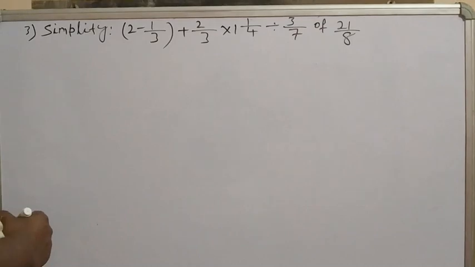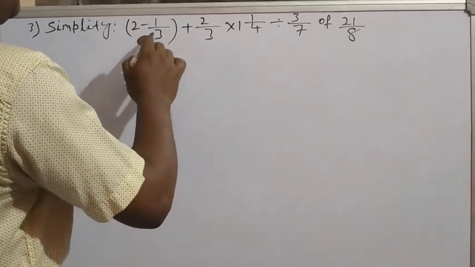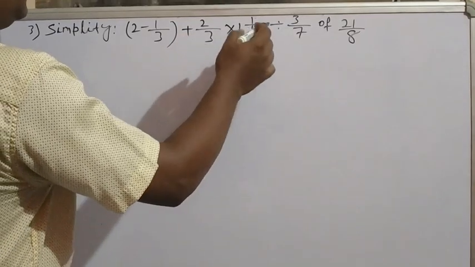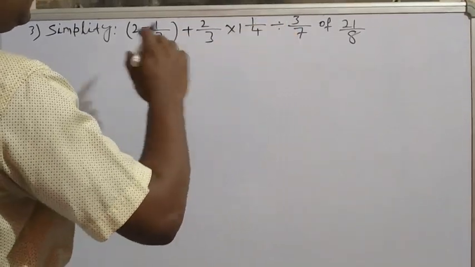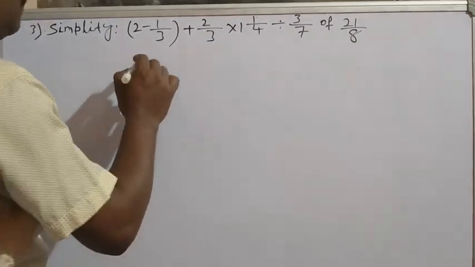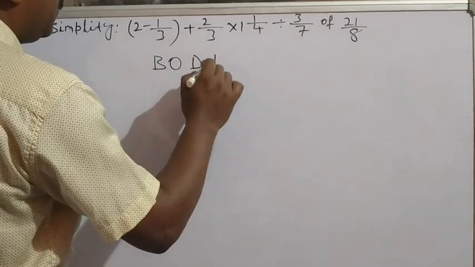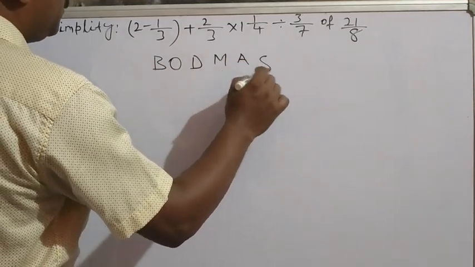Many times, children, what we do is solve in the sequence given. They do the minus given, then plus, then into, then divide, then of. This is totally wrong. You will get 0. We have to follow the rule BODMAS. B O D M A S.